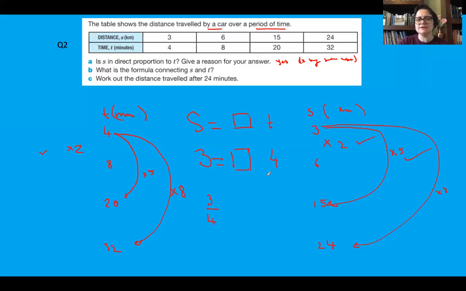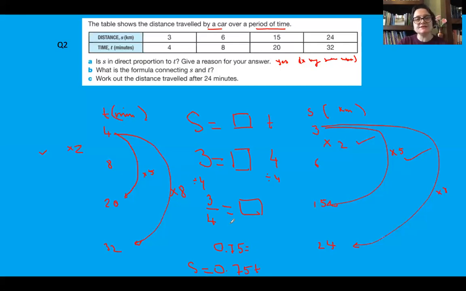It's like solving an equation. Divided by 4, divided by 4. So 3 divided by 4, the answer is 0.75. So the formula connecting S and T is S equals 0.75T. And this is how you find it out.